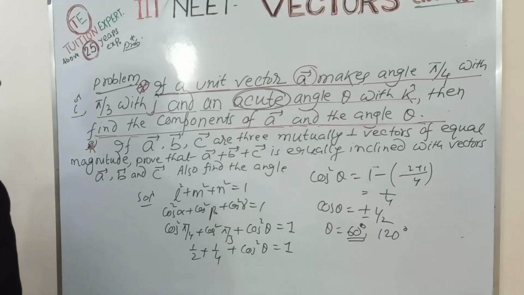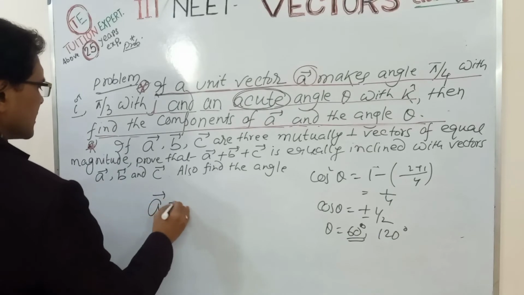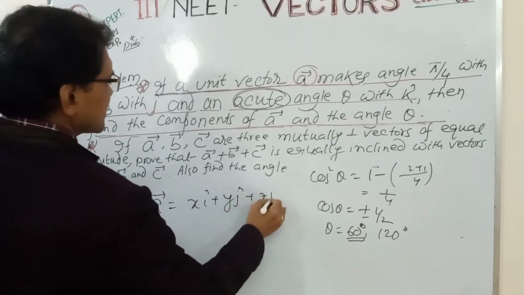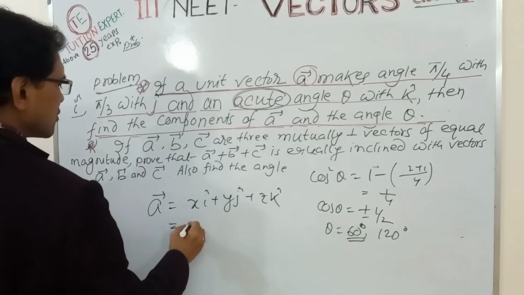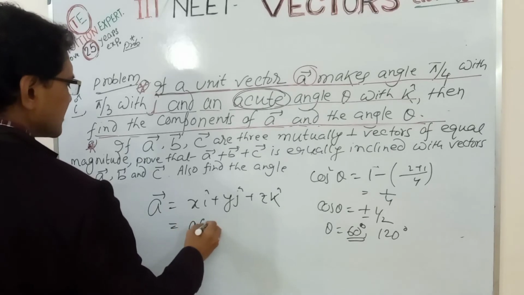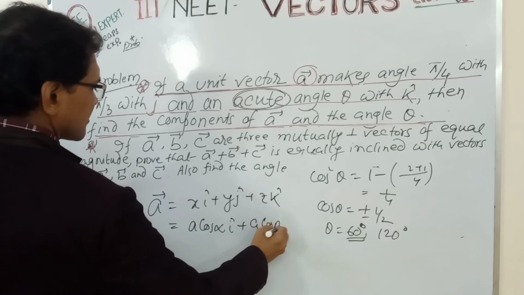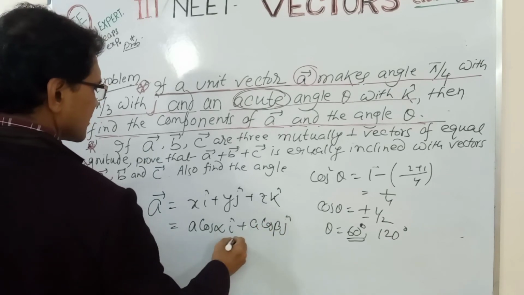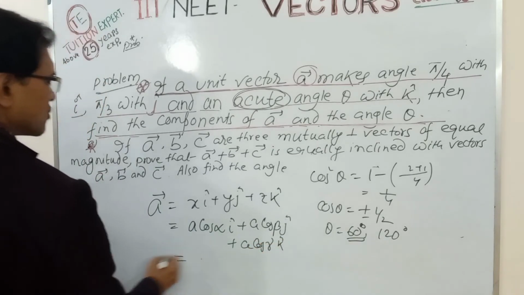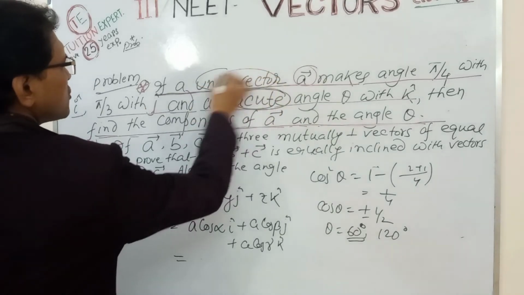Now what is the components of A? Now A will be A equal to, suppose x. So what is x? x equal to A cos alpha. This is a unit vector, so the magnitude of A is 1.